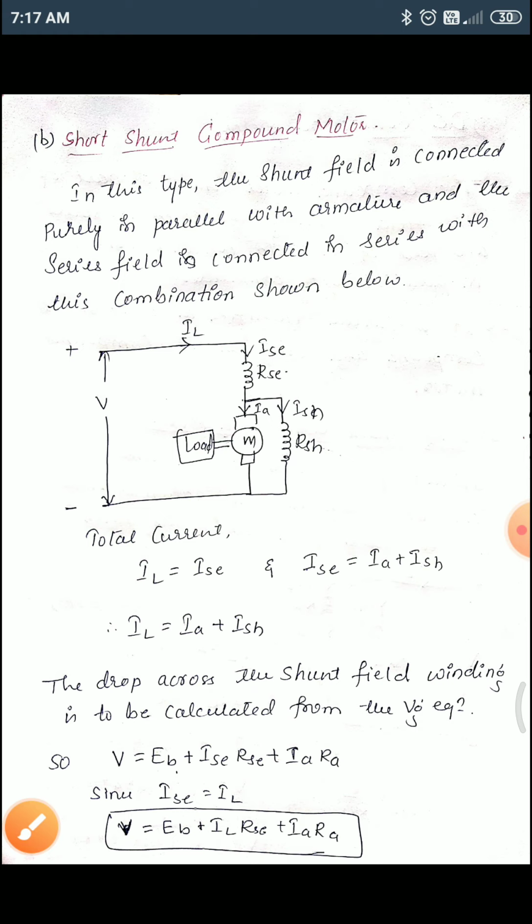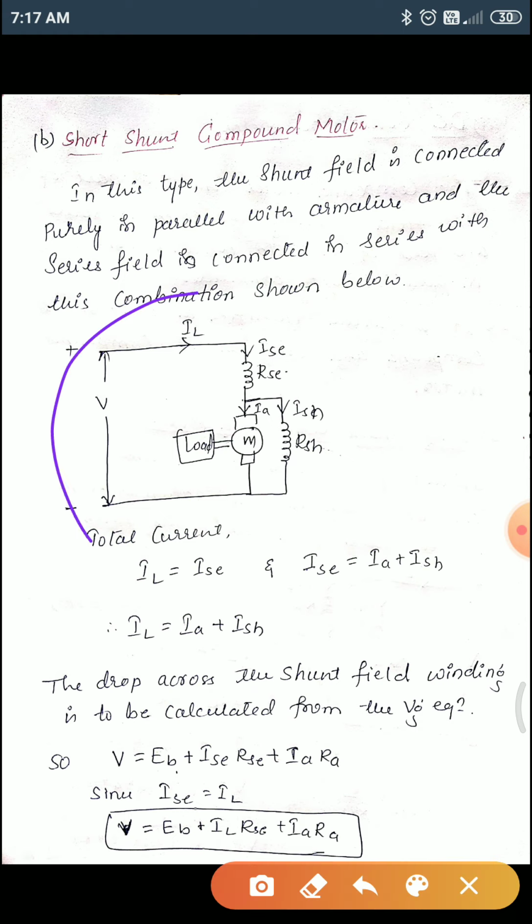Okay, from this circuit diagram, we'll calculate what IL and the other quantities are. Let's see. The total current is IL. IL is nothing but your ISC, since both are in series, right? So this equation you can write.